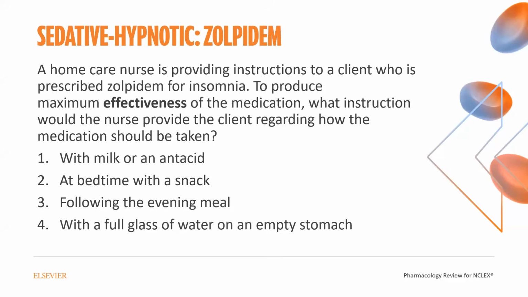On the next slide, we have a question on the sedative hypnotic zolpidem. A home care nurse is providing instructions to a client who's prescribed zolpidem for insomnia. To produce maximum effectiveness of the medication, what instruction would the nurse provide the client regarding how the medication should be taken? 1, with milk or an antacid. 2, at bedtime with a snack. 3, following the evening meal. Or 4, with a full glass of water on an empty stomach.